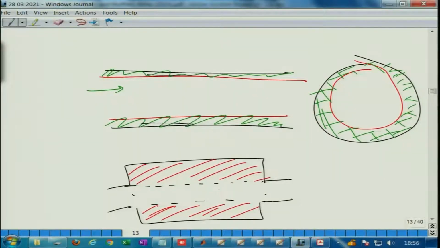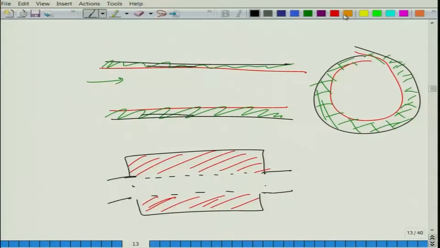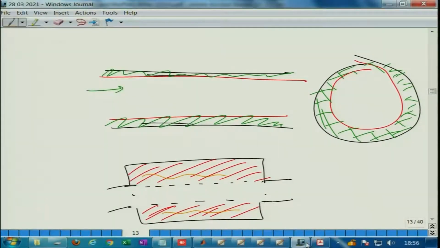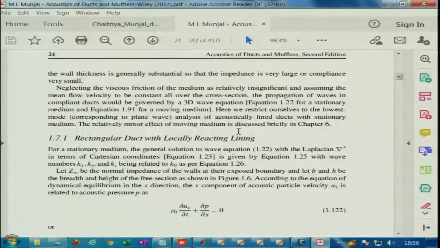Or otherwise you can also consider wave propagation within this region, and that is called bulk reaction. So, there are two models, local reaction and bulk reaction. Bulk reaction is more accurate because it considers wave propagation here, but local reaction is also used quite a lot because of its simplicity.